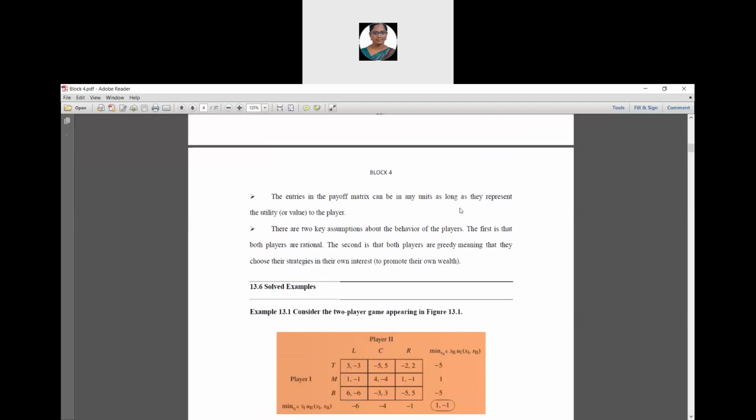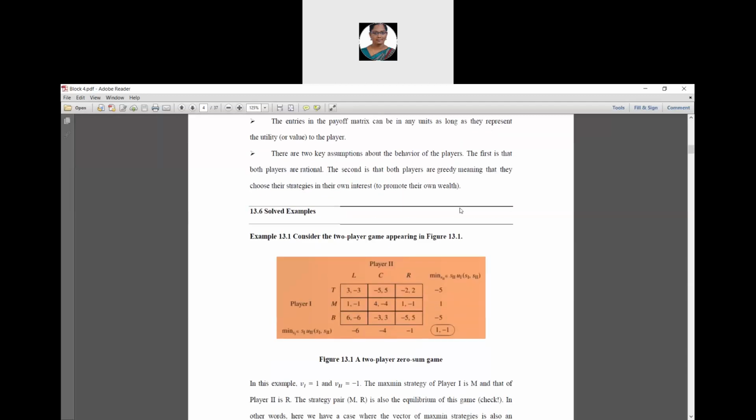Next point is there are two key assumptions about the behavior of the players. The first one is both players are rational. Second one is both players are greedy, meaning that they choose their strategies in their own interest.